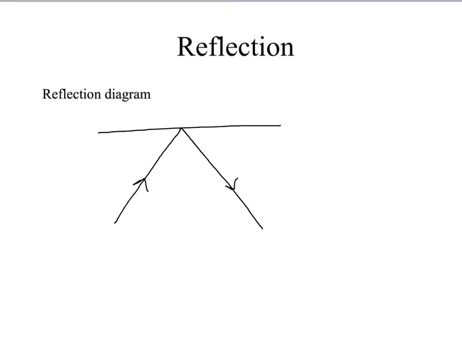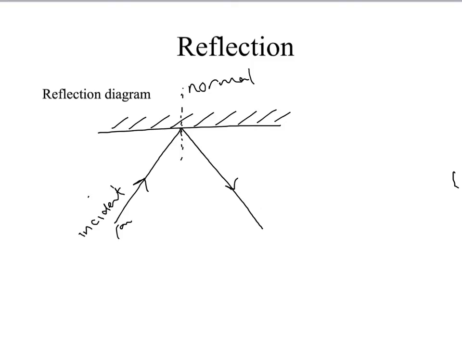So if this is my plane mirror here, that just means a flat mirror, and this is my light reflecting off of it, I could draw a line at right angles to the mirror here, an imaginary line, and this line is called the normal. Now the angle of incidence is the angle between the incident ray, which is the ray coming in, so that's my incident ray, and the normal. So we can label that I. I is my angle of incidence.